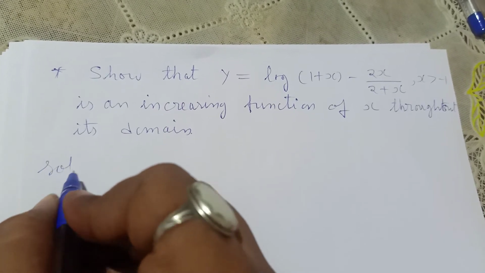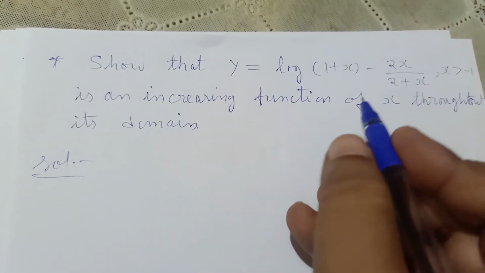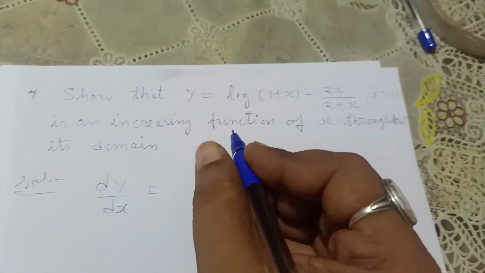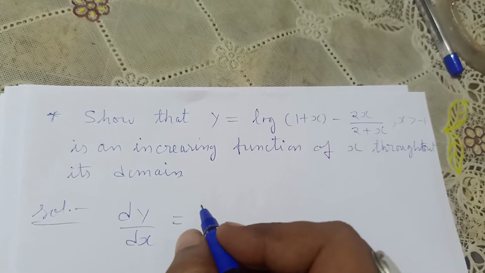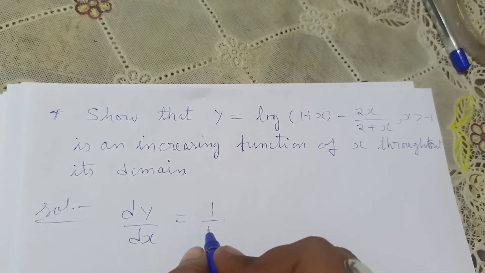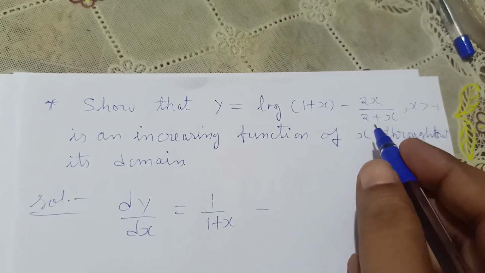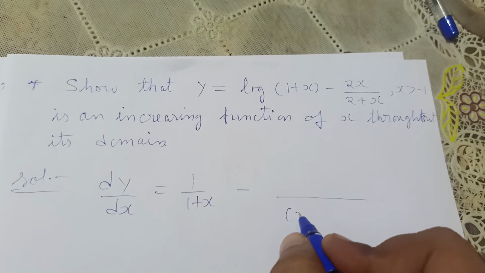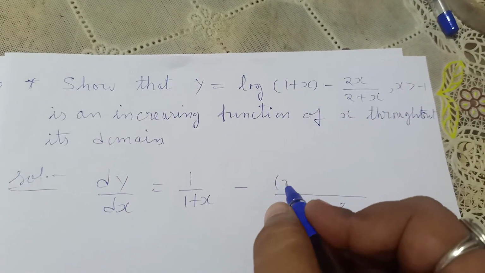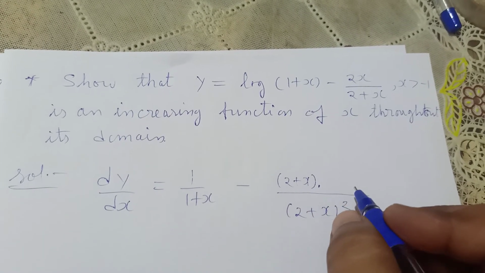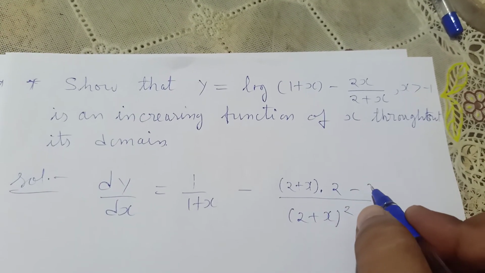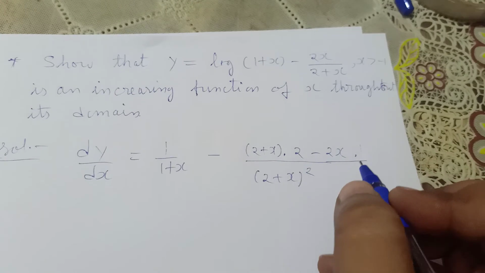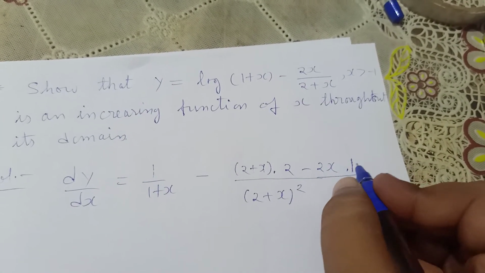So let's begin the solution. y equal to this, so find dy by dx. Here log of 1 plus x, we will differentiate it, we will get 1 upon 1 plus x. Then this is 2x upon 2 plus x, use the quotient formula. You will get 2 plus x whole square in the denominator, then 2 plus x as it is, then d upon dx of 2x, that is 2, minus 2x as it is, then d upon dx of 2 plus x, that is 1. Okay, this is simple differentiation.